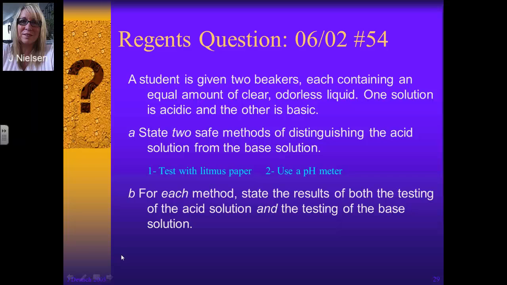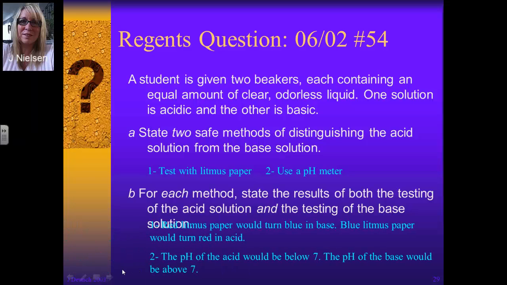For each method, state the results of both the testing of the acid and the base. So if we tested it with litmus paper, for an acid, blue litmus would turn red, and for a base, red litmus would turn blue. For a pH meter, for an acid, the pH would be less than 7. For a base, it would be greater than 7. If we used phenolphthalein, for an acid, phenolphthalein would be clear, and for a base, it would be pink.